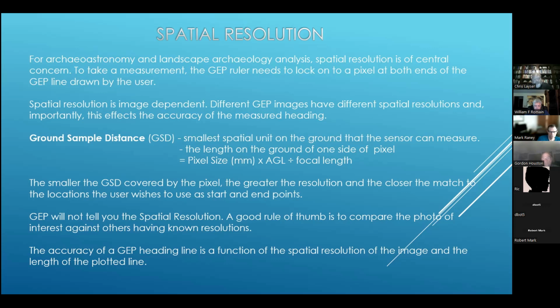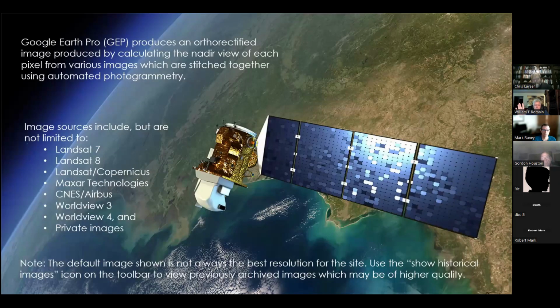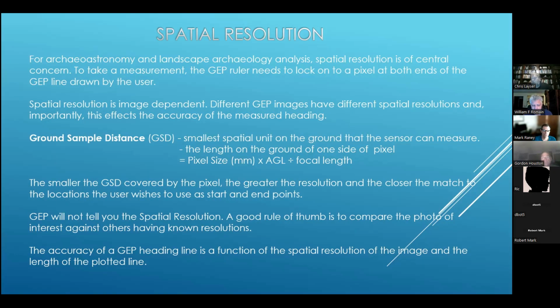So the accuracy of the GEP heading line is a function of the spatial resolution of the image and the length of the plotted line. Chris? Yep.